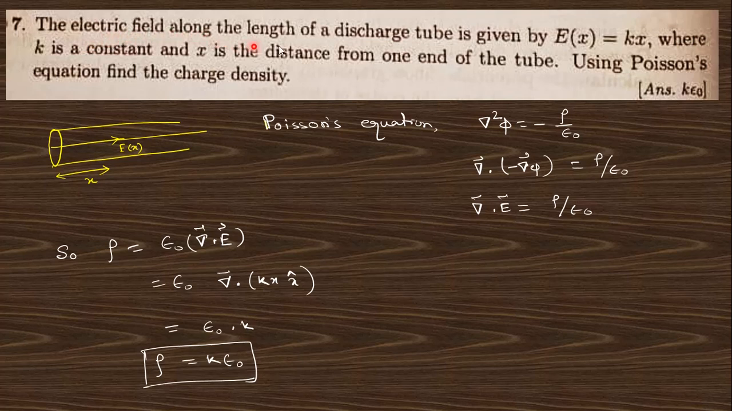The electric field along the length of the discharge tube is given by this. This is the electric field where K is the constant. Using the Poisson equation, find the charge density. The Poisson equation is grad square phi equal to minus rho by epsilon naught. So this can be written as minus grad of phi, so divergence E equals to rho by epsilon naught. This is another form of Poisson's equation. So rho equals to epsilon naught divergence of E. So divergence of E is of the electric field. If you put this value, you will get this answer. Go to the next one.